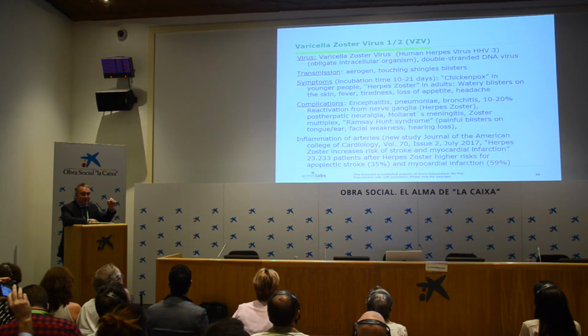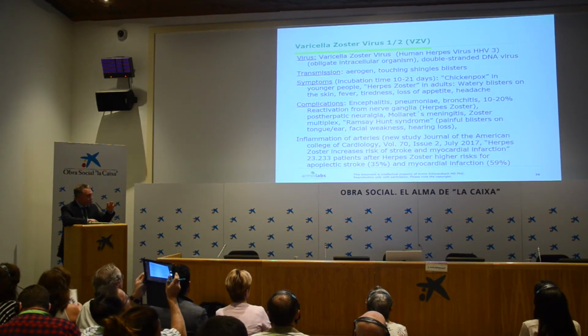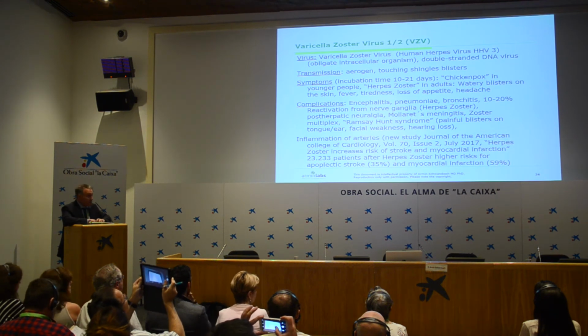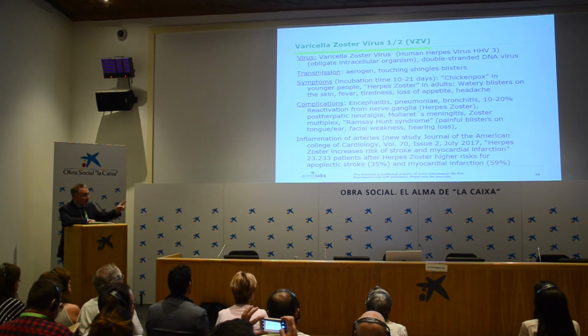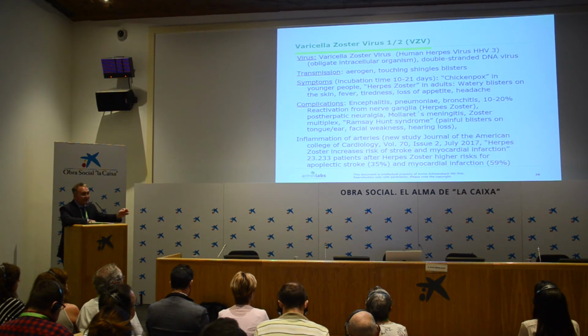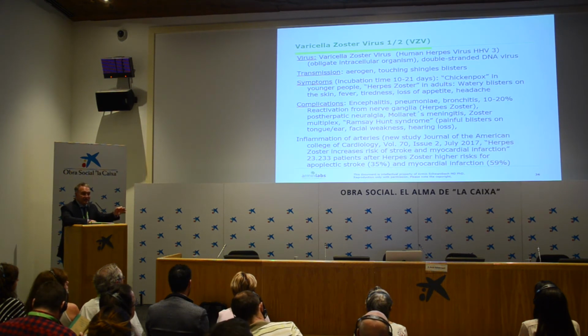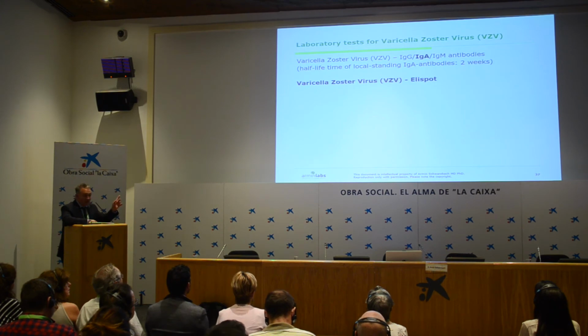The varicella zoster virus, just to go to that. There was a study with 23,000 patients with herpes zoster, and from these, 35% got an apoplectic stroke and 59% a heart attack. Just to let you know about that, problematic in the world. How to check it? IgA, varicella zoster ELISpot.